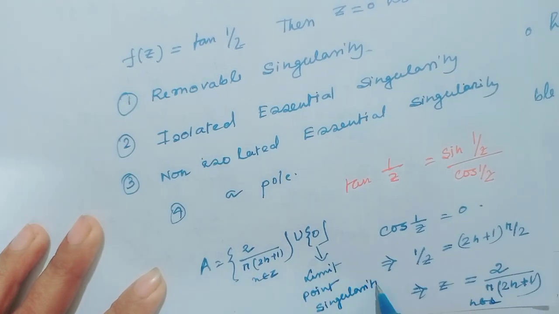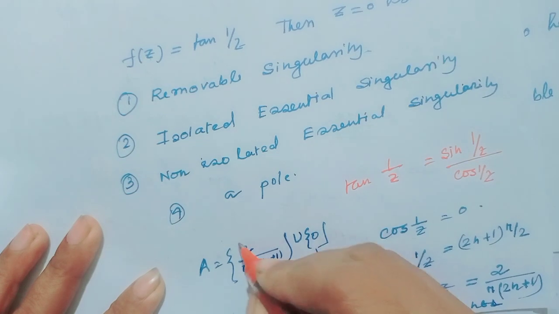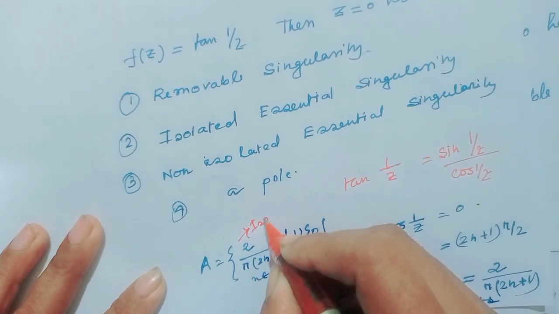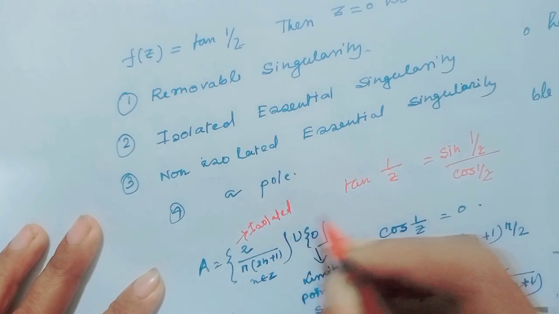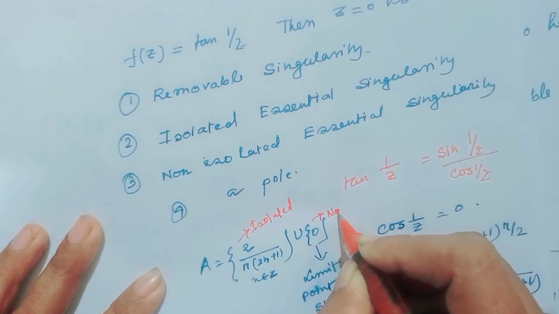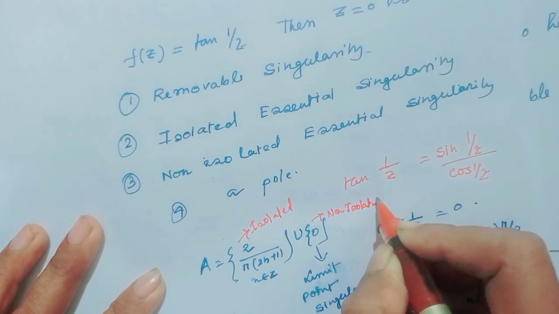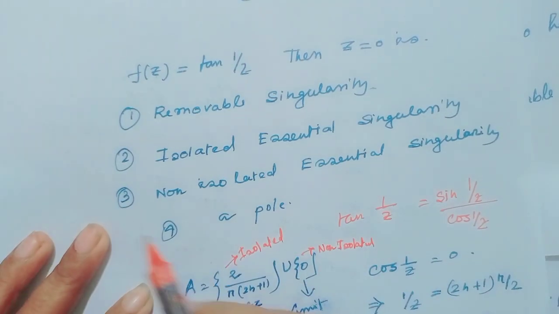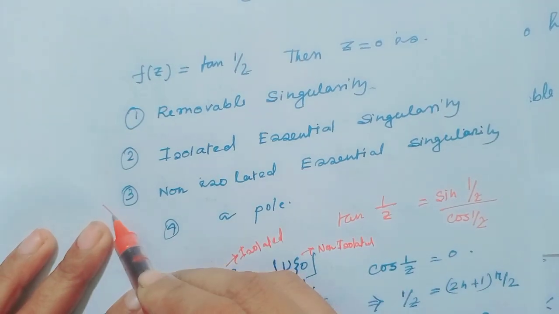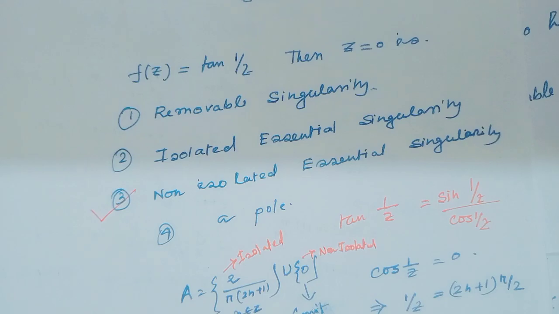So these are isolated and these are non-isolated, and a non-isolated singularity is always of one type. This is a non-isolated essential singularity.